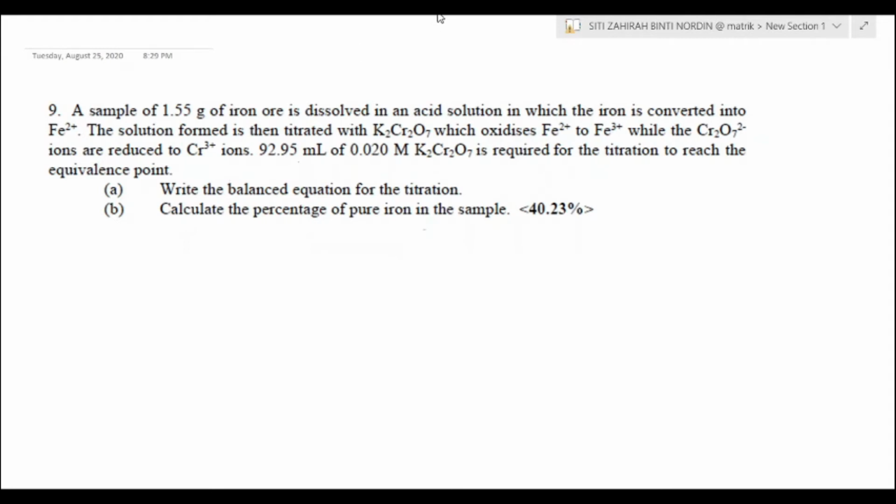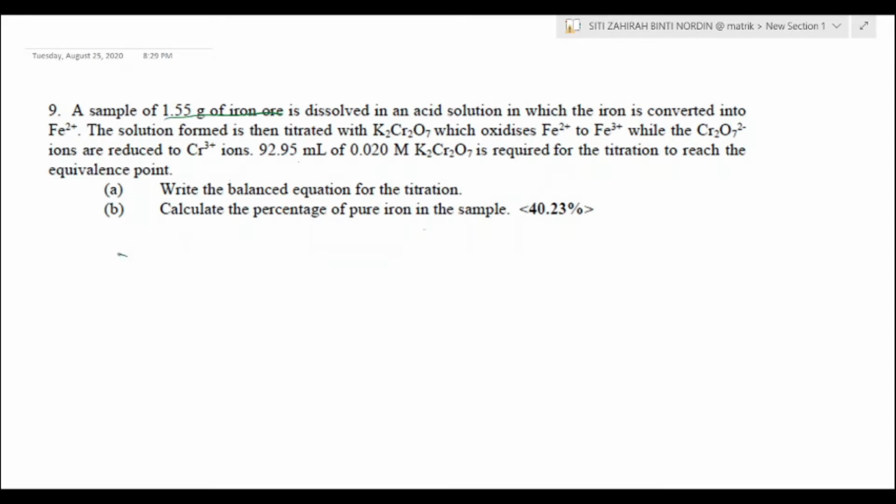Question 9. A sample of 1.55 gram of iron ore is dissolved in an acid solution in which the iron is converted into Fe2+. Okay, so let's make a storyline for this question.